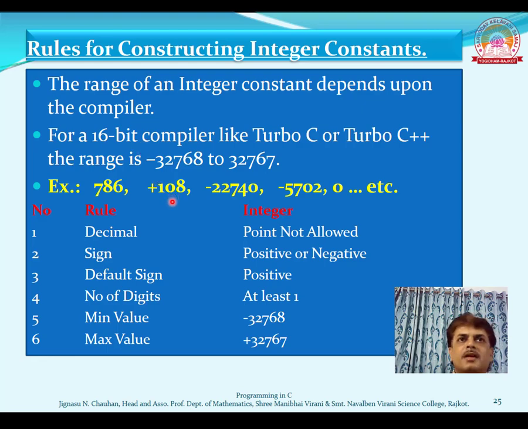Let us see certain examples of integer constants. 786 or +108 or -22,740, -7202, 0. These are all different examples of integer constants.